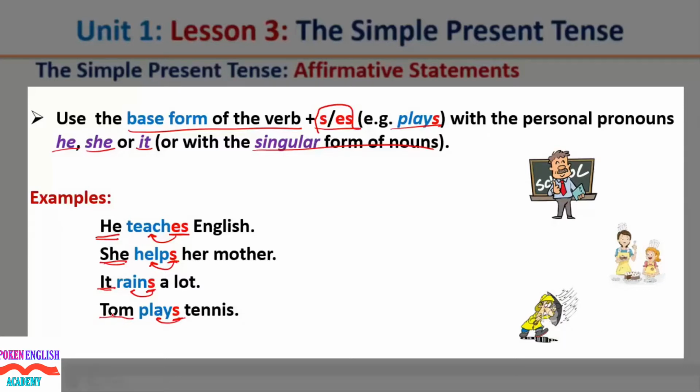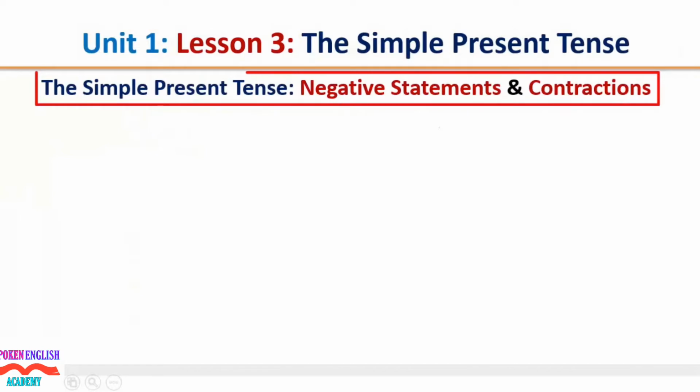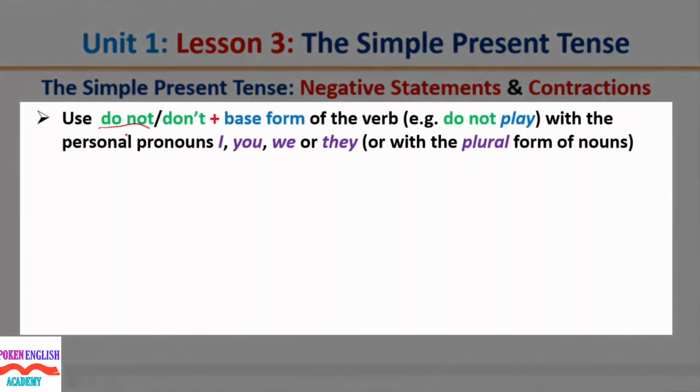Okay, so when the subject is he, she, it, or a singular form of noun, we need to add s or es. The simple present tense, negative statements and contractions. Use do not or the contracted form don't plus the base form of the verb, for example, do not play, with the personal pronouns I, you, we, or they, or with the plural form of nouns.